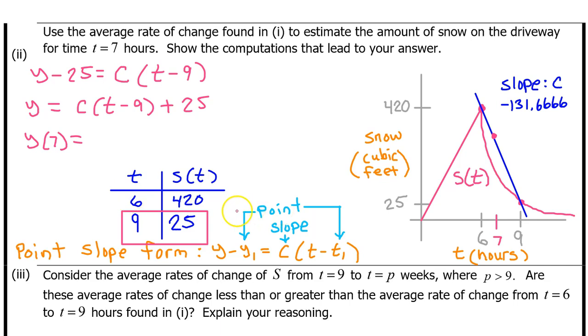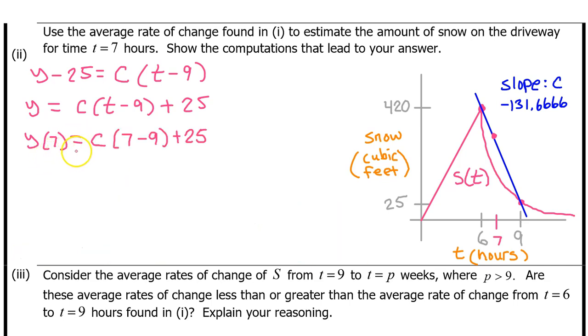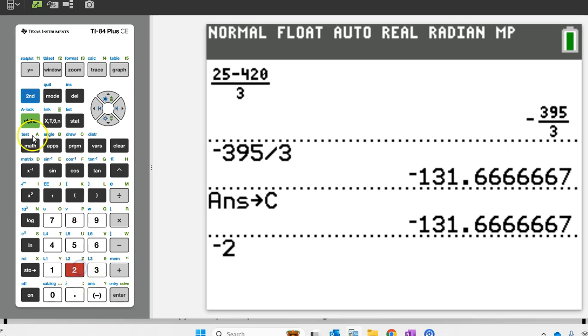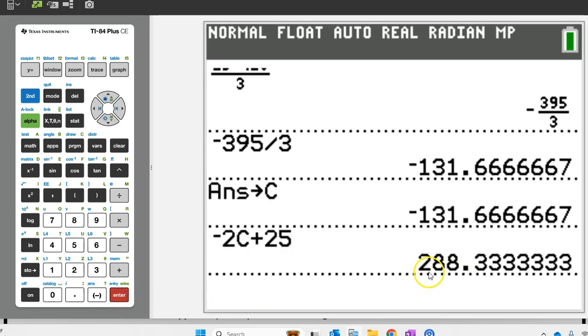I'm going to erase some of this. I need space. We get y at 7 is equal to c times 7 minus 9 plus 25. Obviously, 7 minus 9 is negative 2, so we can write y at 7 is equal to negative 2c plus 25. Let's type this into the calculator to find the decimal approximation. Remember, we stored the average rate of change, the slope, into letter C on the calculator. So we can simply type negative 2c plus 25. Kabam!